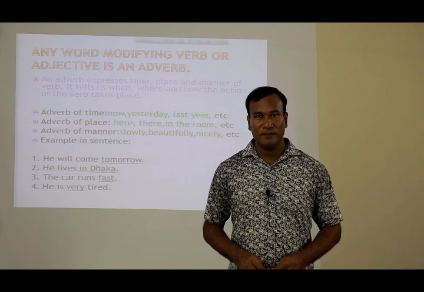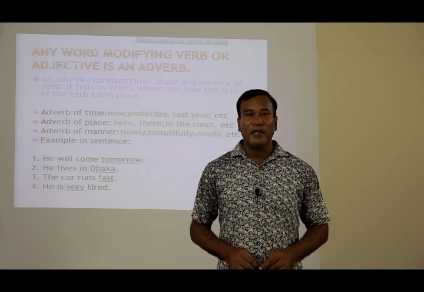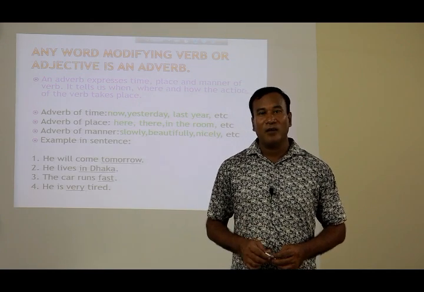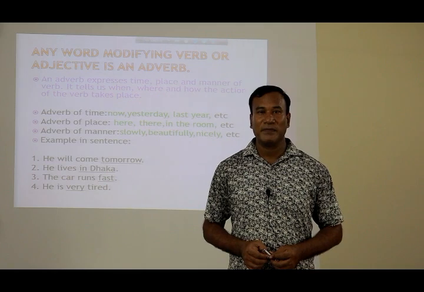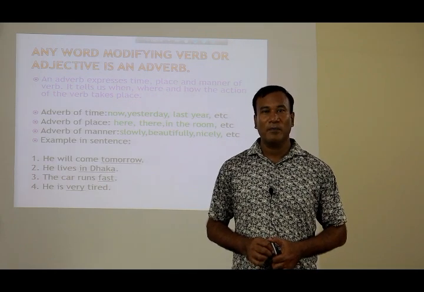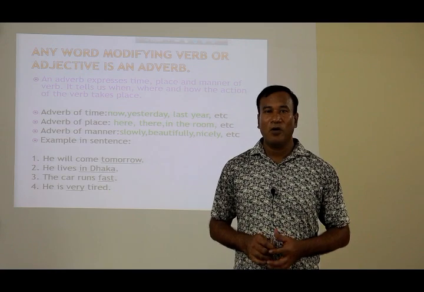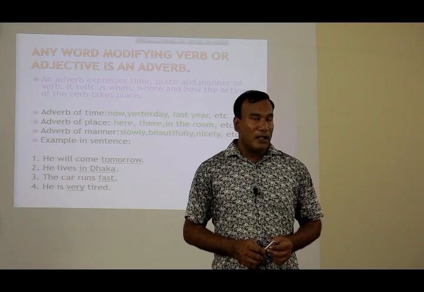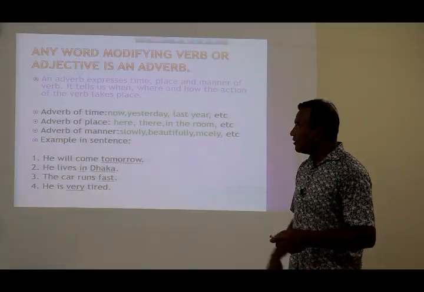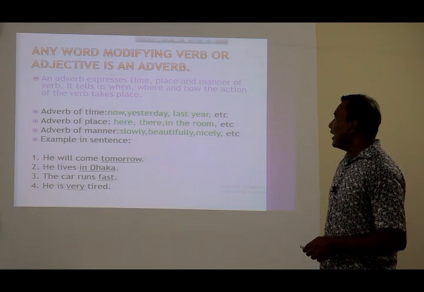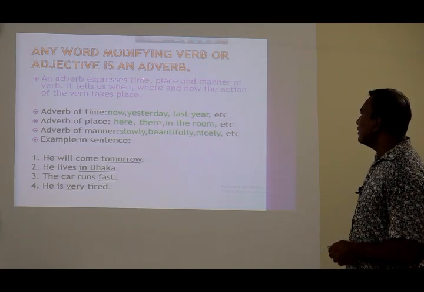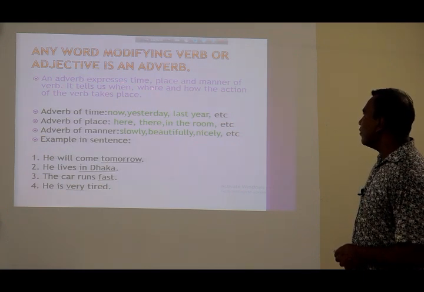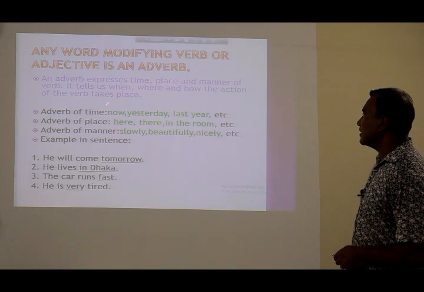Now adverb. What is adverb? Adverb gives information about verbs. Adverb tells us when, where and how an action takes place. It gives information mainly about verbs. An adverb also gives information about adjectives too. Just look at the slide. An adverb expresses time, place and manner of verb. It tells us when, where and how the action of the verb takes place.